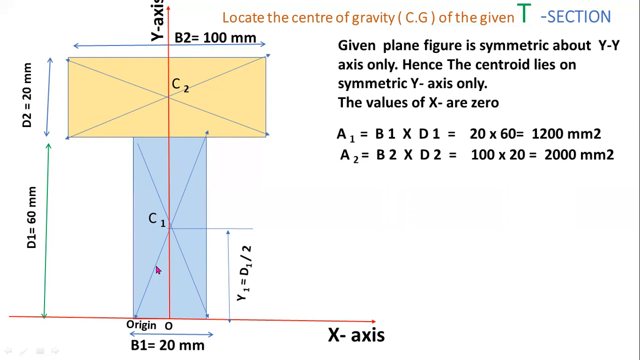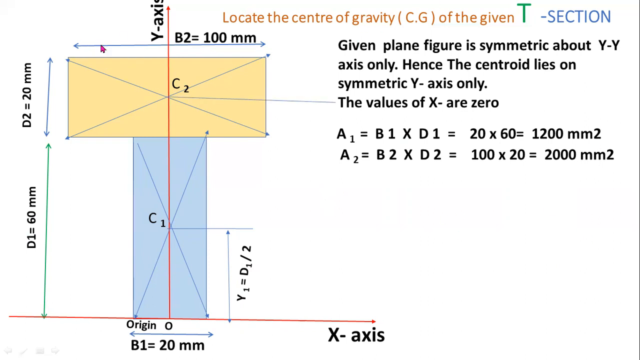Now Y1 is the distance of centroid C1 from the x-axis. Already we know that the centroid of a rectangle always lies at half of the depth. So Y1 equal to d1 by 2. Here d1 equal to 60, so Y1 equal to 30 mm.